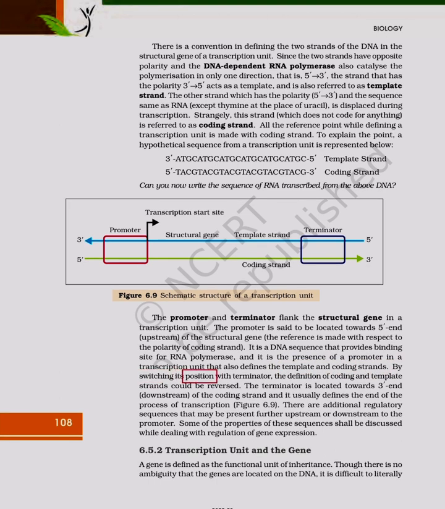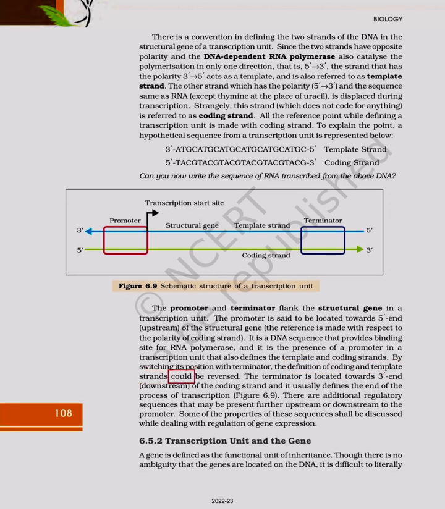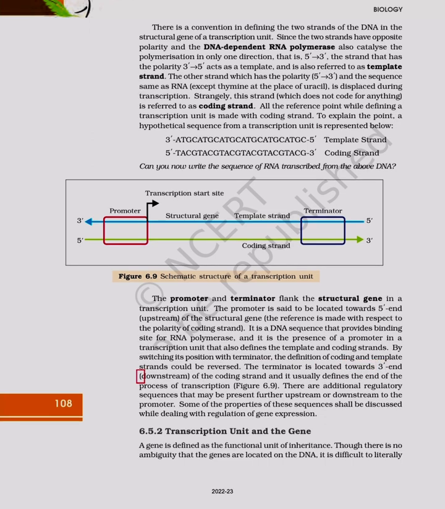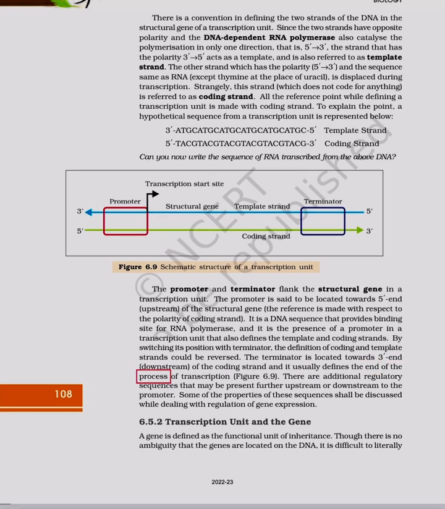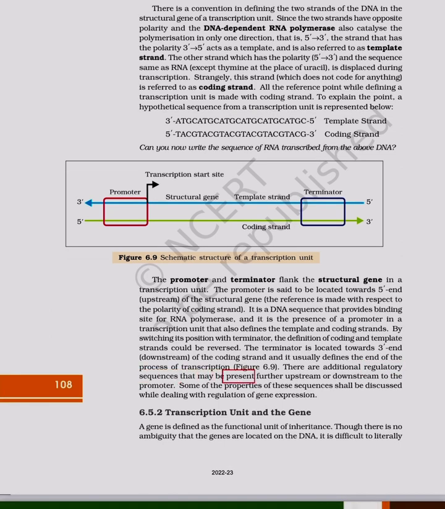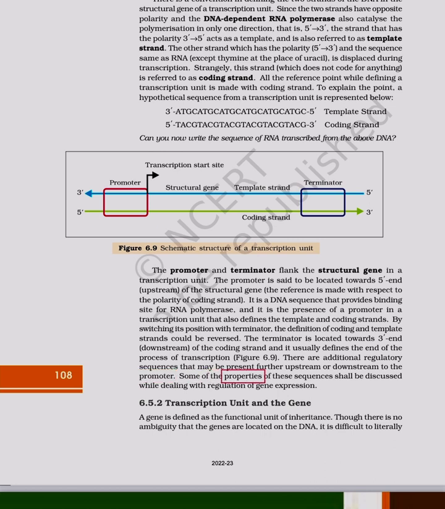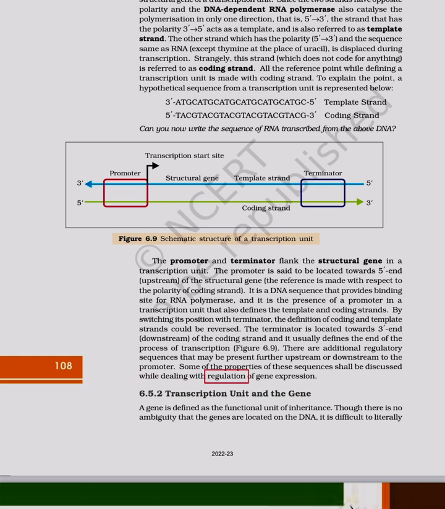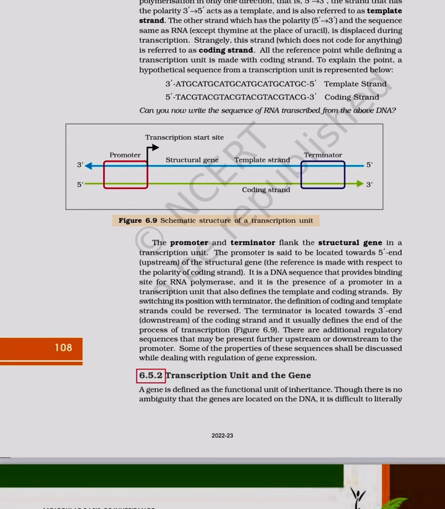By switching its position with the terminator, the definition of coding and template strands could be reversed. The terminator is located towards the 3' end, downstream of the coding strand, and it usually defines the end of the process of transcription. Figure 6.9. There are additional regulatory sequences that may be present further upstream or downstream to the promoter. Some of the properties of these sequences shall be discussed while dealing with regulation of gene expression.